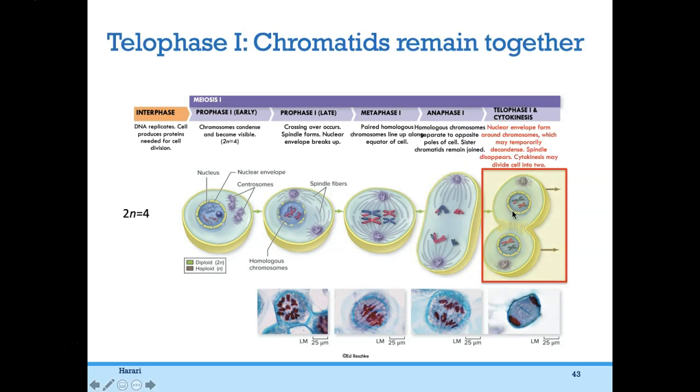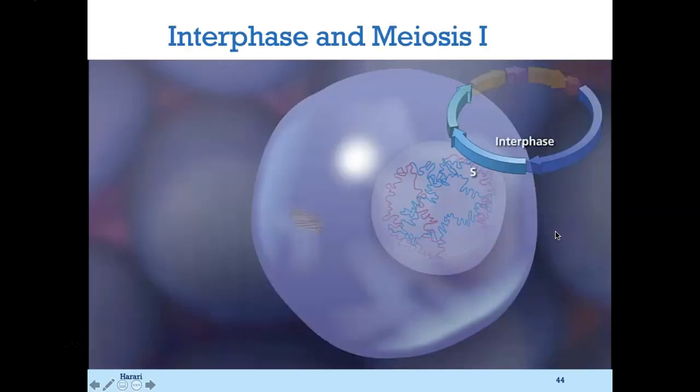In Telophase I, the chromatids still remain together, but they temporarily decondense. Two nuclear envelopes form around the chromosomes, and the spindle starts to disappear. So telophase is like the reverse of prophase. And there's cytokinesis, which divides the cell into two. So let's watch this video that will take us to Meiosis II, which is where we left off.